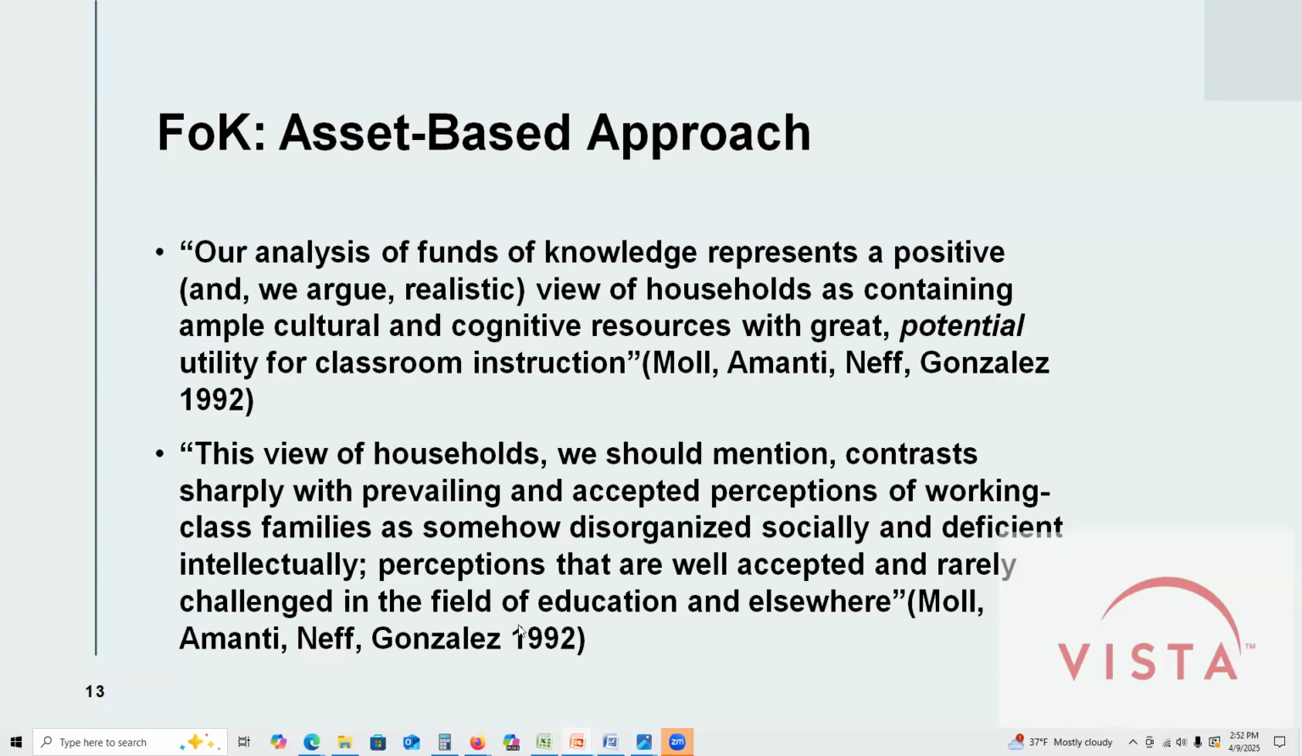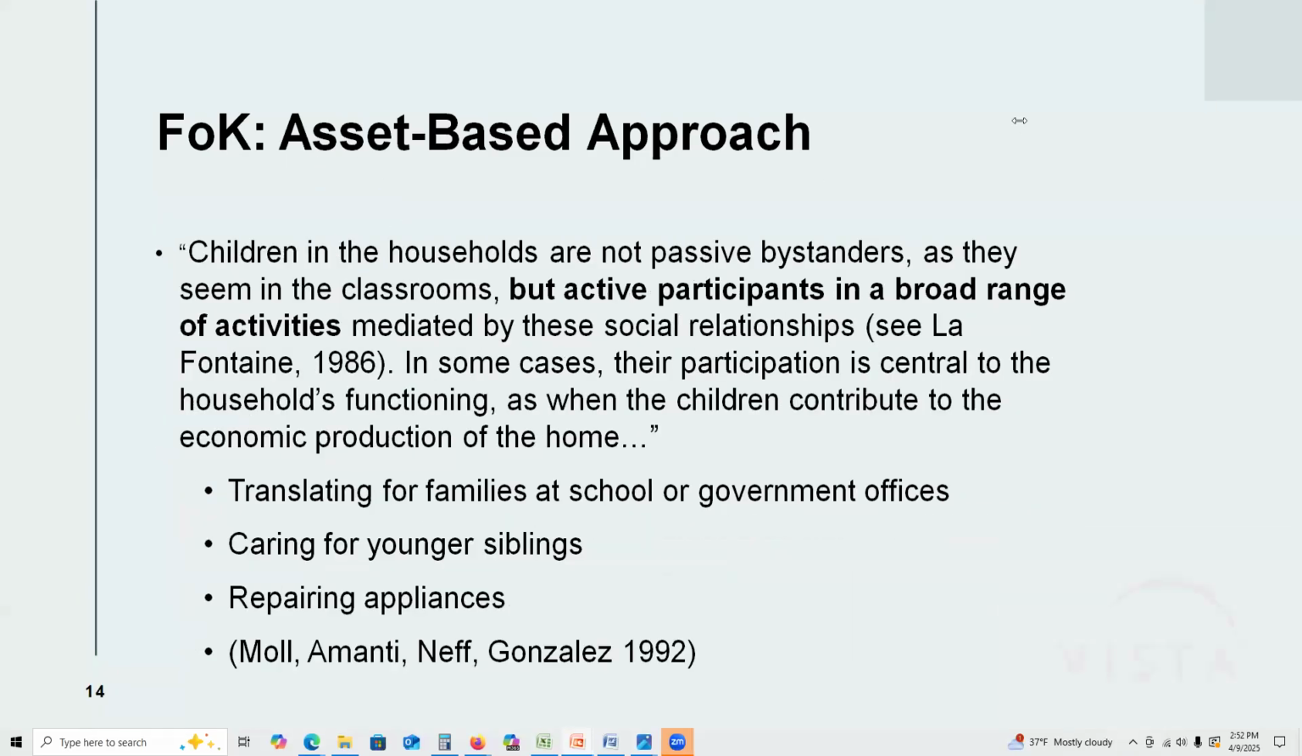I'm going to tell you guys, I've read this a few times and it still hits hard. These researchers found that the prevailing and accepted perceptions are that working class families are somehow disorganized socially and deficient intellectually. And these perceptions are well accepted and rarely challenged. That's tough. So what they're trying to say is no, our research is showing that we have a positive view of households containing ample cultural and cognitive resources with great potential utility for classroom instruction. So we're starting to see here, this is an asset. Let's continue on. I've got a bunch more. I love this stuff. I totally geeked out on the research.